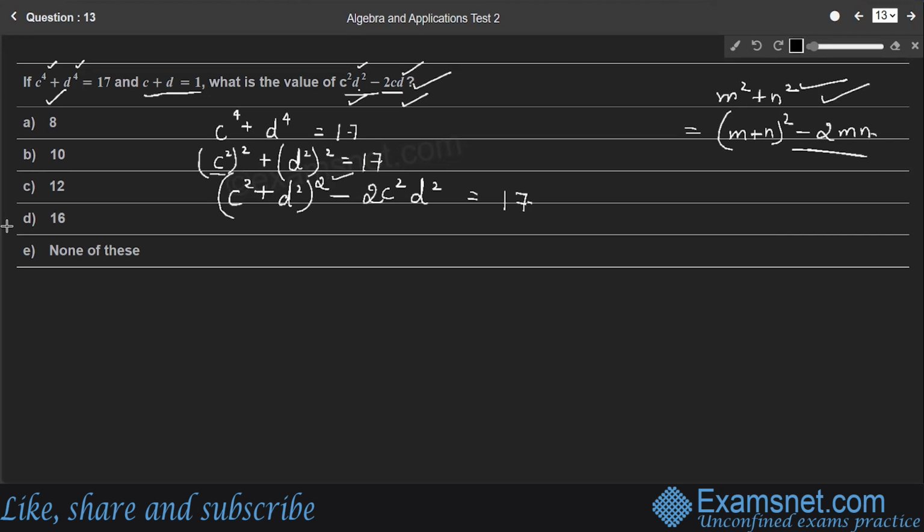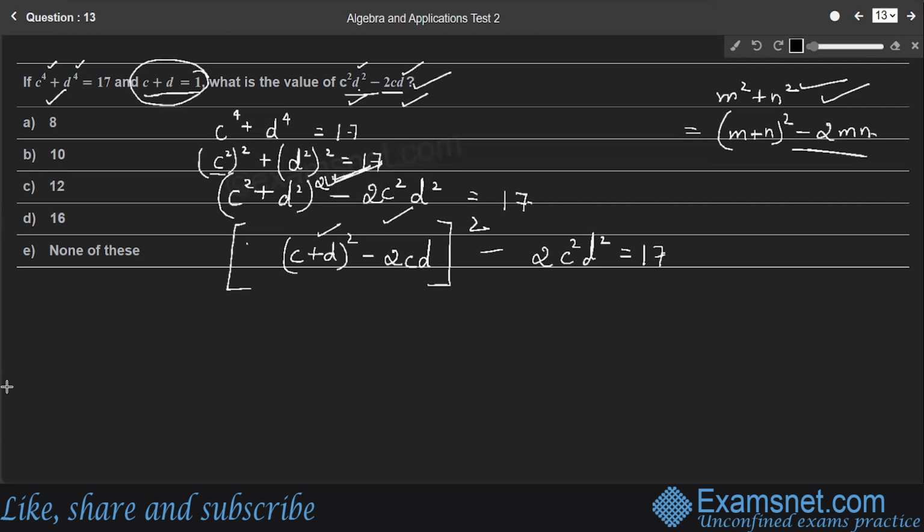So we can write the term inside the bracket as (c plus d) the whole square minus 2 times cd. It's a whole square because the question says (c square plus d square) the whole square. Minus, the remaining term is 2 times c square d square, is equal to 17. So let us consider c plus d, which is already given, c plus d is equal to 1.